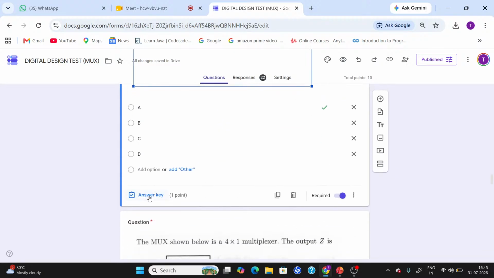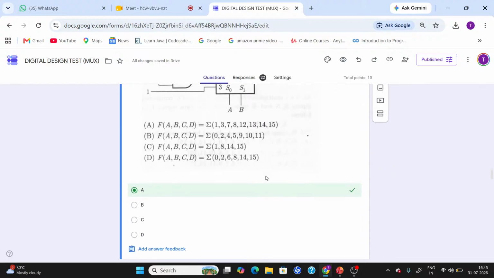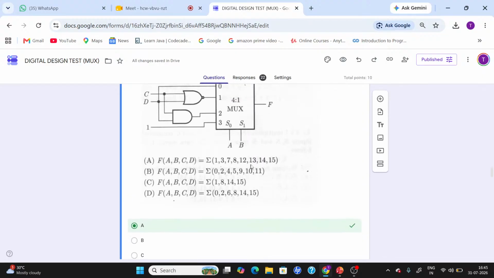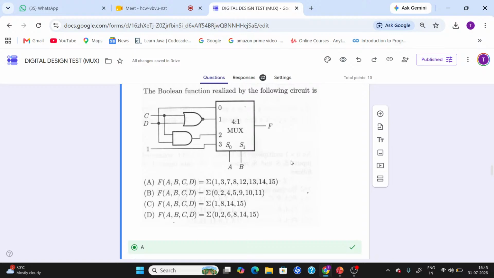One second, let me show you the answer also. For this, the answer is A, which is 1, 3, 7, 8, 12, 13, 14, 15. Just evaluate the logic expressions which you are going to have, and write down the equation. And if it is not in canonical form, you need to convert it into canonical form for getting your minterms. Okay.